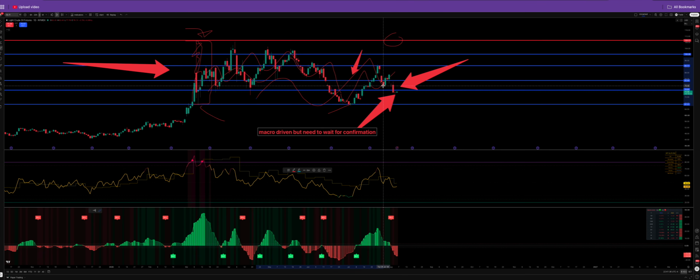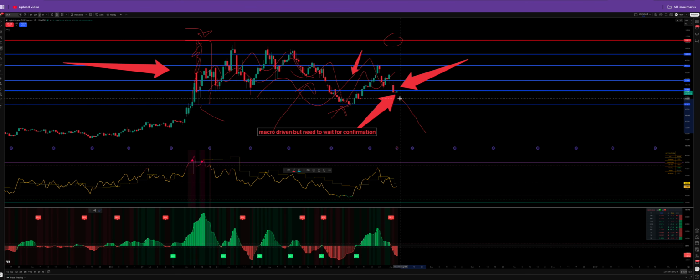Maybe we're going to get a big move. Maybe we don't. Maybe this is a cup and handle. Maybe this is an inverse head and shoulders right here. Maybe here's your left, maybe here's your head, maybe here's your right.